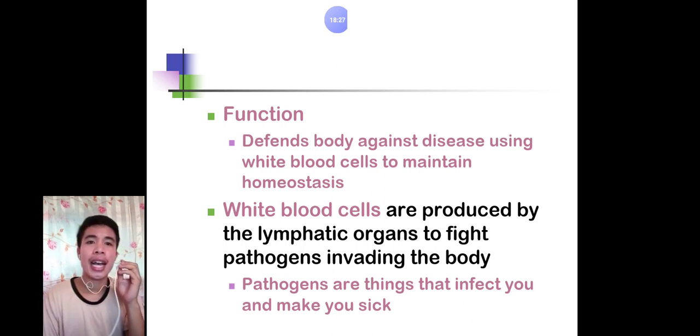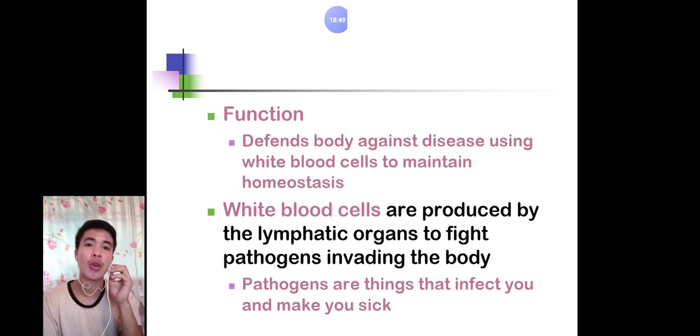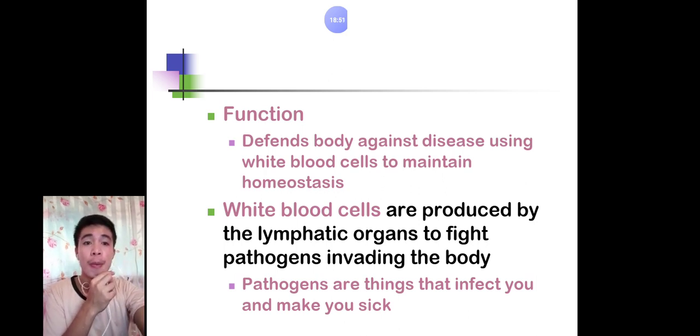As discussed in the last topic by Mr. Gozon, the lymphatic organs produce white blood cells to fight pathogens. So, what are pathogens? Pathogens are things that infect you and make you sick, such as bacteria, fungi, or viruses, and others. We can get sick when they infect our body.